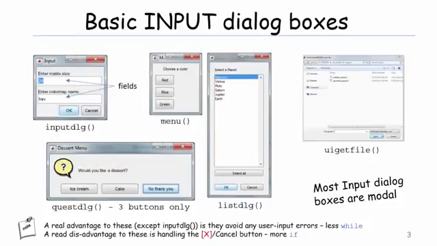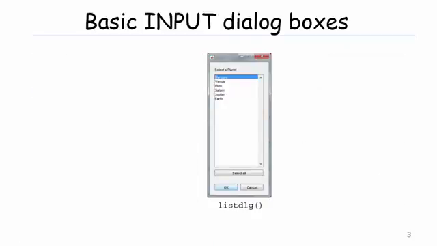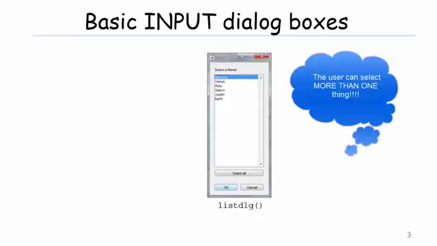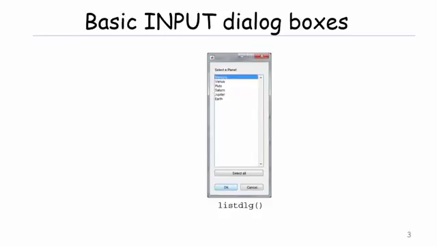I showed all the input dialog boxes last time, but this time I'm only going to focus on one, which is listdlg. This is a little bit different because you can already see that the user can select all. They can select more than one of the values using the shift key. So it's a little bit different as far as getting inputs. You're not just getting one at a time, you might be getting a lot of inputs together.